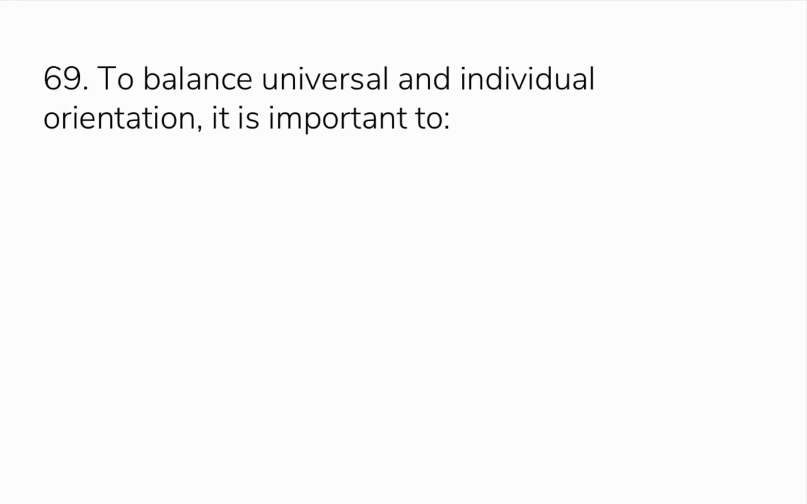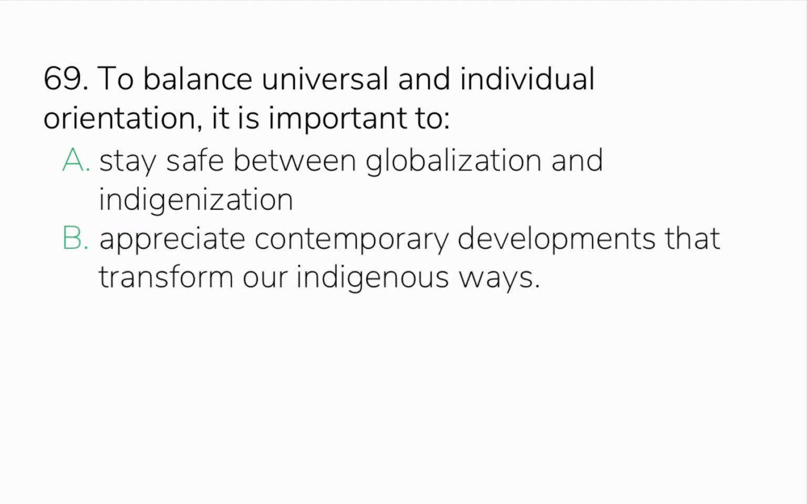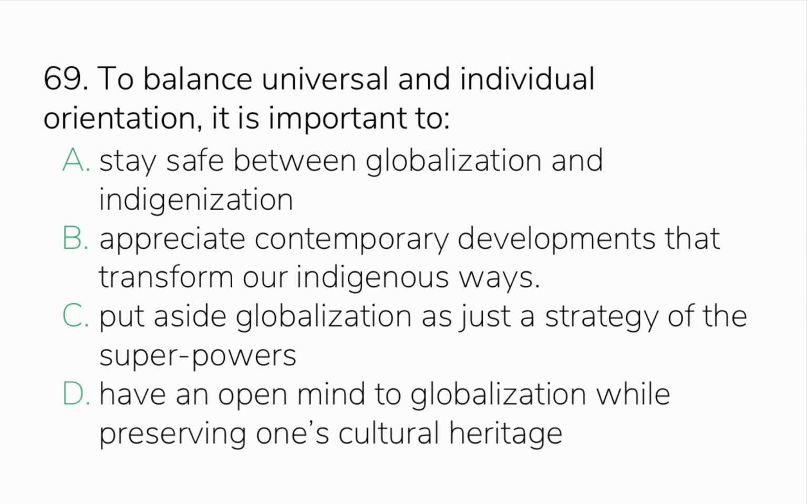Number 69. To balance universal and individual orientation, it is important to A. Stay safe between globalization and indigenization. B. Appreciate contemporary developments that transform our indigenous ways. C. Put aside globalization as just a strategy of the superpowers. D. Have an open mind to globalization while preserving one's cultural heritage. Number 69, what is your answer, teacher?